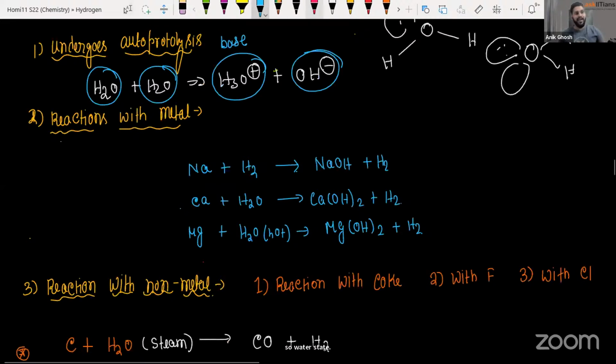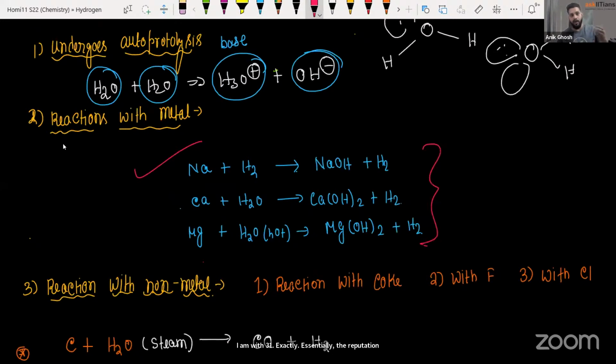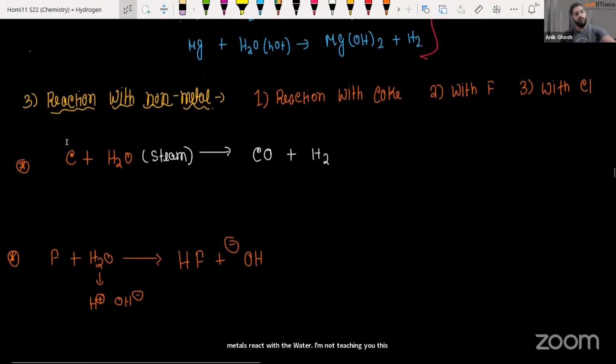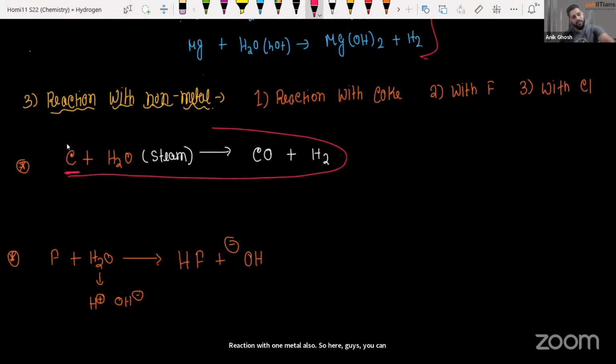Now, guys, reactions with metals are just going to be a repetition. Amphoteric also is just going to be the repetition segment, guys, right? How hydrogen gas is formed when metals react with water, I'm not teaching you this anymore. Reaction with non-metals also. So here, you can understand when carbon and water react together, this is something I have also taught you. We get syn gas produced from here. So this is one of the reactions.